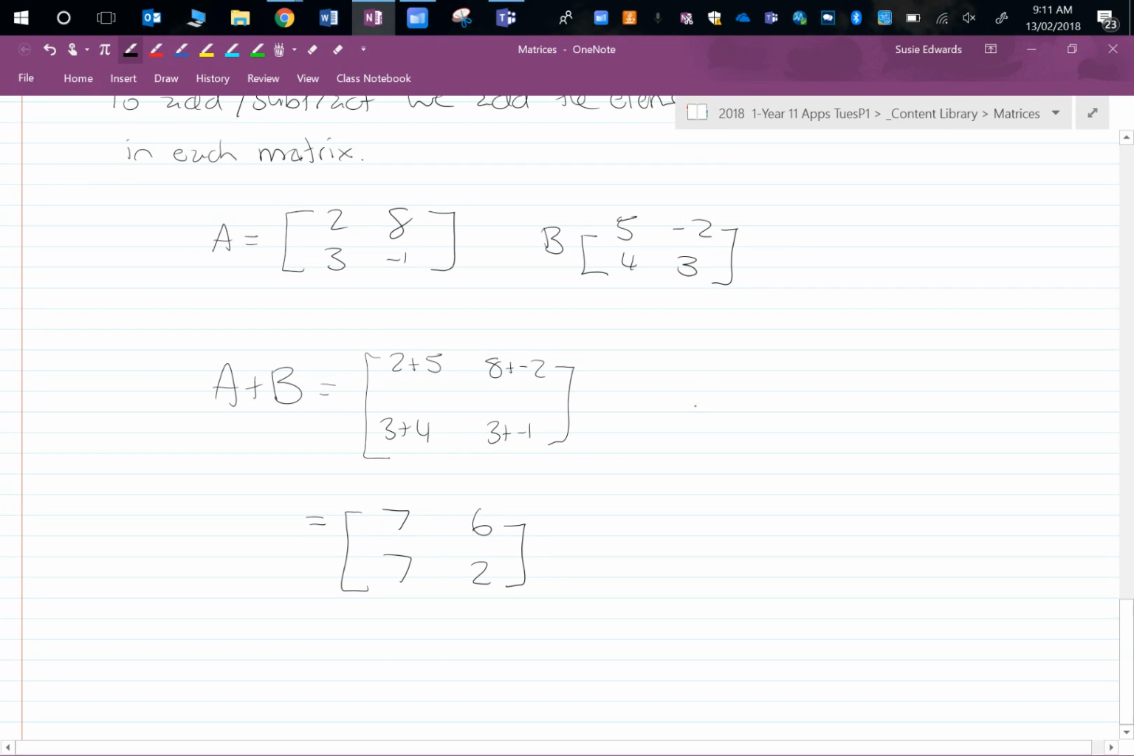What if I said A take B? What do you think I have to do? Take it. So, but just make sure you put it in the right order. So it has to be A take B. So 2 take 5, 3 take 4, 8 take negative 2. That's probably the one where everyone gets caught, just with the negatives. Negative 1 take 3. And so A take B is negative 3, negative 1, 10, negative 4.